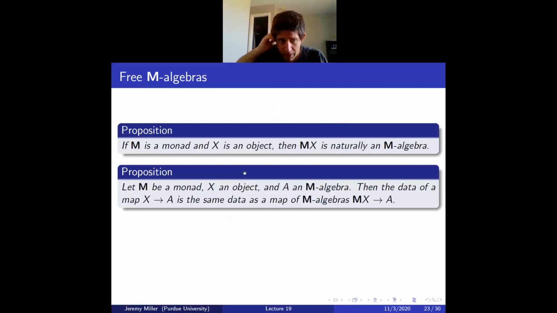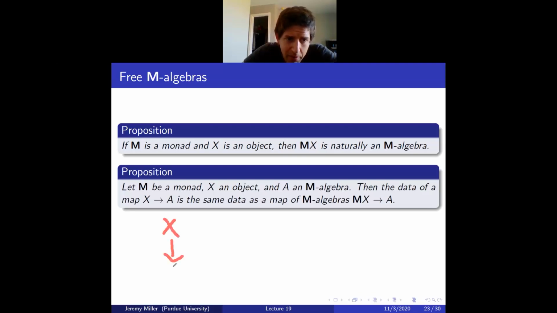Okay, so the next comment is that the data of a map from X to A, where A is an M algebra, is the same data as a map of M algebras from MX to A. So this is like a universal mapping property.